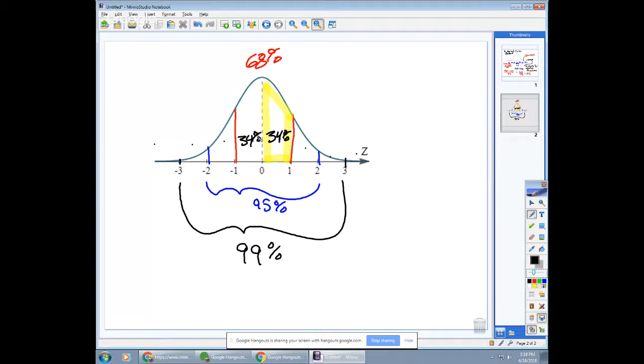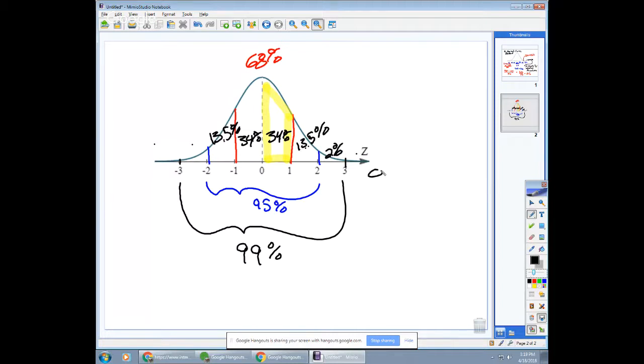Anyone get the percent between 1 and 2 standard deviations? 13.5. And that'll be the same on this side because we have symmetry. Anyone get the one between 2 and 3 standard deviations? 2%? Yep. And then how much in the little skinny tail on the side? That would be 1%. Almost, the tails have to share 1%. So it'd be 0.5%, yeah.